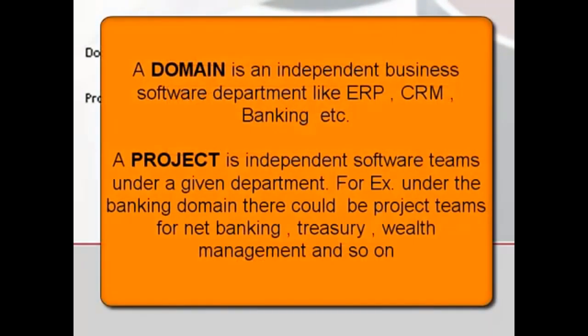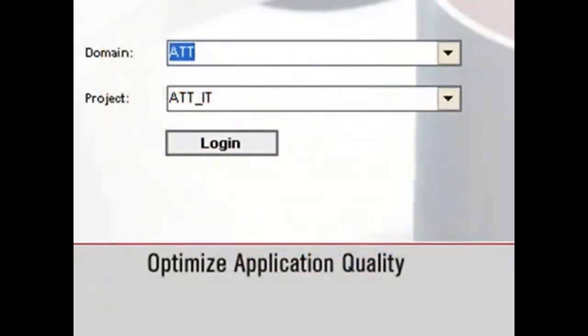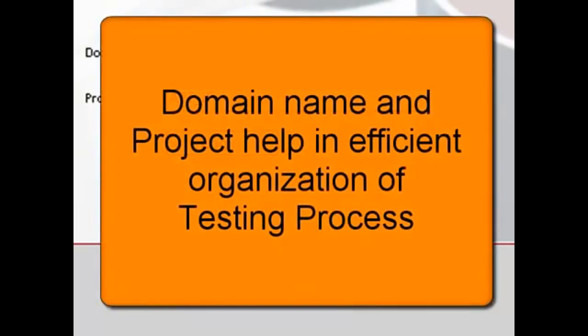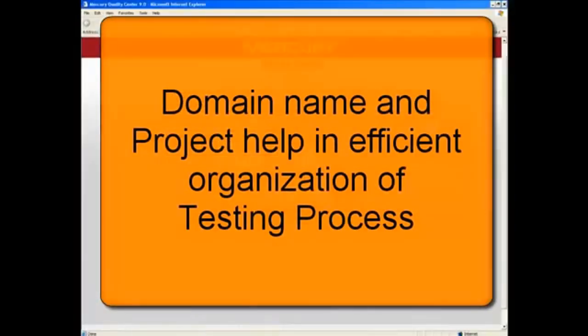Now, what is domain name and project? In large organizations, there could be multiple projects live at the same time, like ERP, CRM, banking, IP telephony, and so on. Now, under each IT domain, there could be multiple independent testing teams working. For example, under banking domain, there could be a team on net banking, treasury management, investment banking, stocks, and so on. Now, for efficient organization, this data is classified in projects under various domains.